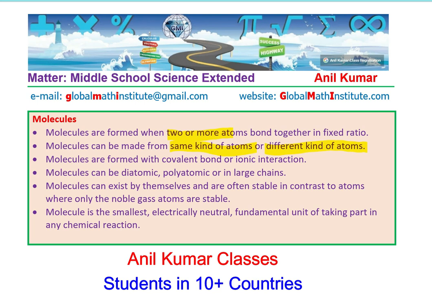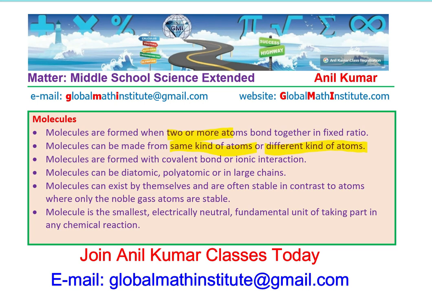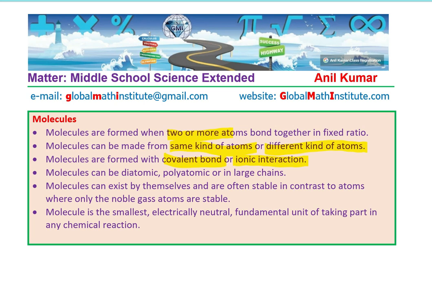Molecules are formed with covalent bonds or ionic interactions. This is important. Apart from covalent bonds, there are many other kinds of bonds. Sometimes we say coordinate bonds, ionic bonds. What I'm trying to do here is the word ionic interaction includes them all. That is the beauty of this particular word. Molecules can be diatomic, polyatomic, or in large chains like DNA structure. DNA and protein structures are all molecules. They are very, very large chains.